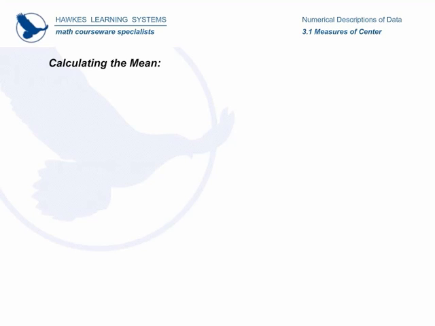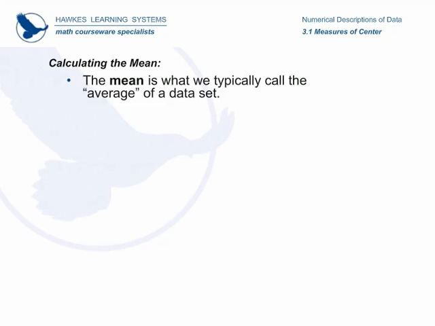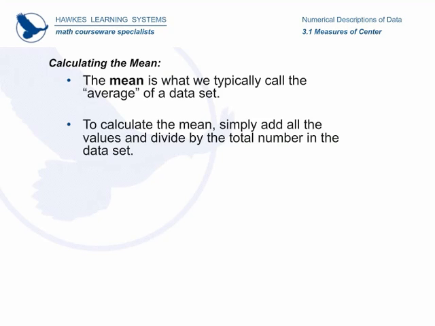Now let's take a look at, in our chapter on numerical descriptions of data, how we can calculate the mean. The mean is what we typically call the average, the arithmetic average of a data set. To calculate the mean, simply add all of the data values and then divide by the total number in the data set. Here's an example.